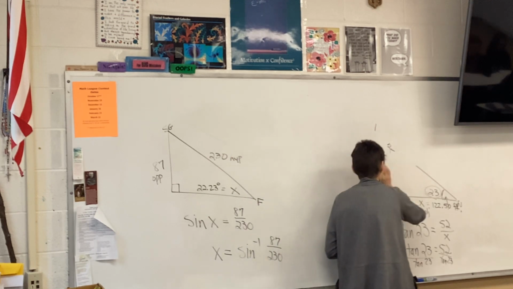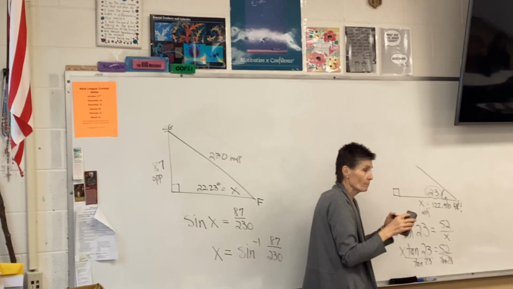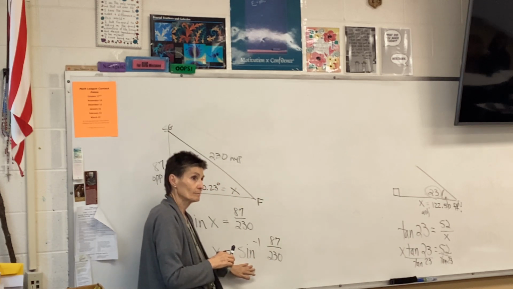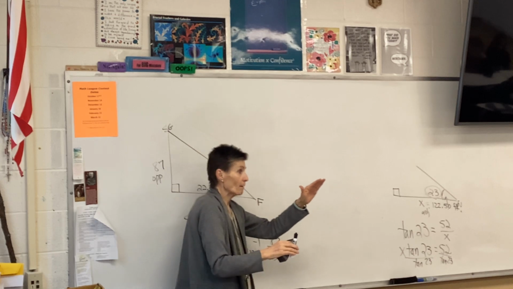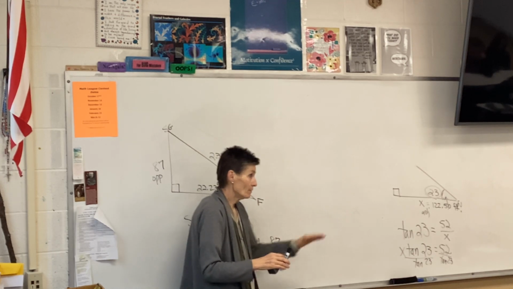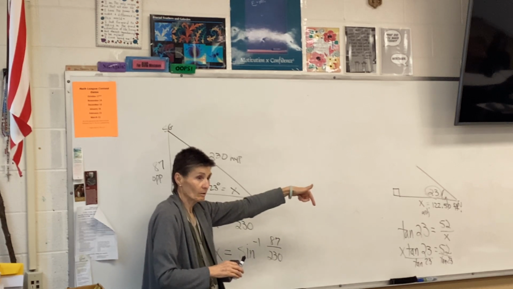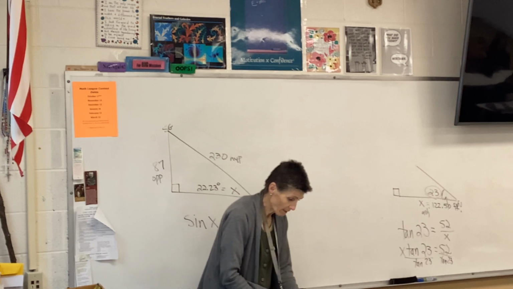So for all these problems, we're either going to use our regular sine button or our second sine button. How do I know what to use? If I'm looking for an angle, then I gotta do this. If x is the angle, then I gotta do this.